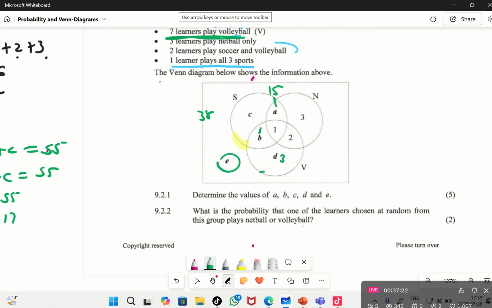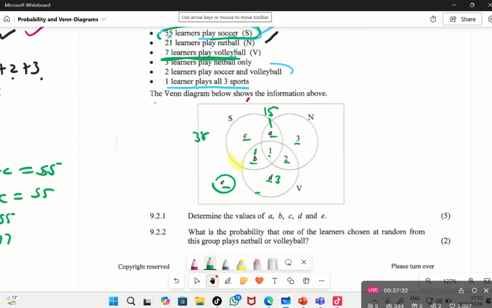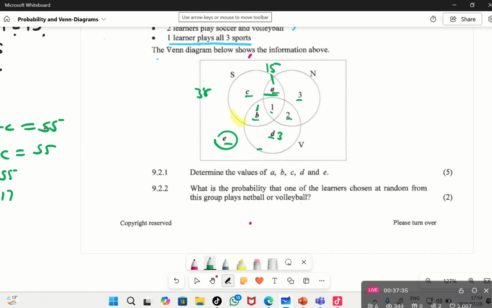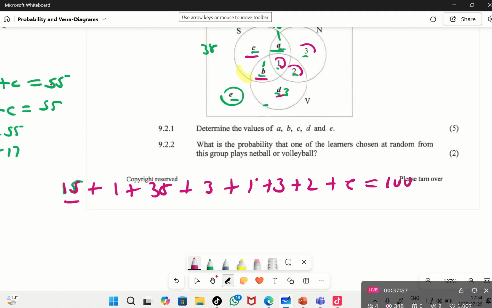Now we know that A plus C plus B plus 1 plus 3 plus 2 plus D plus E gives us a total of 100. Remember, the learners are 100 in the school. So we're going to go, A is 15. Let's write in pink. B is 1. C is 38. D is 3 plus the 1, the 3 and the 2 plus E must all give us an answer of 100. So let's go 15 plus 1 plus 38 plus 3 plus 1 plus 3 plus 2.